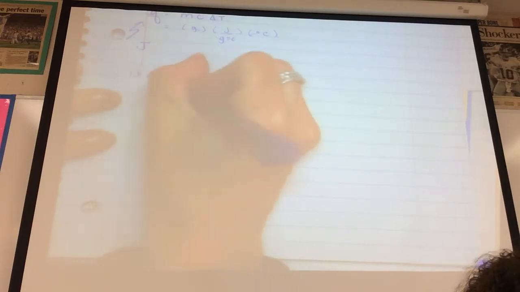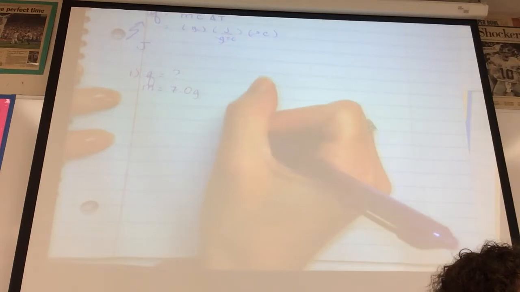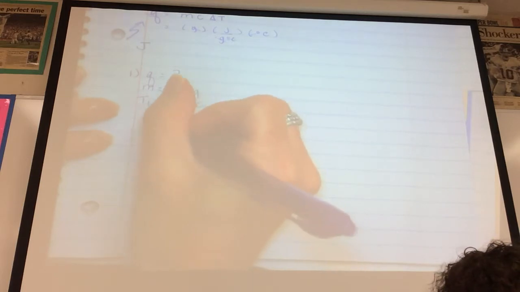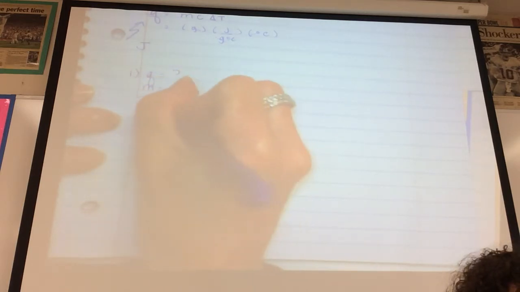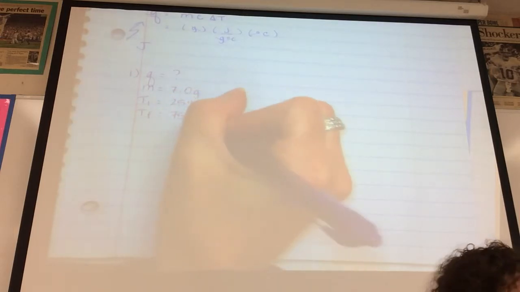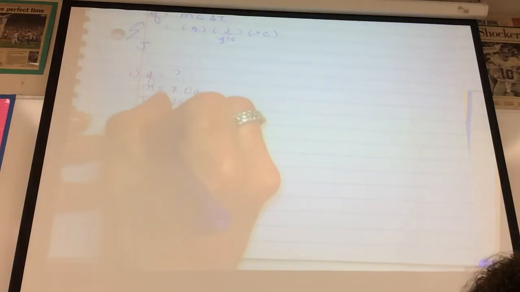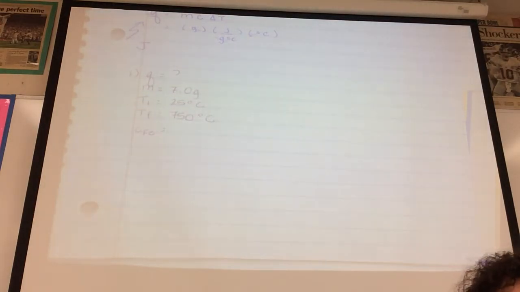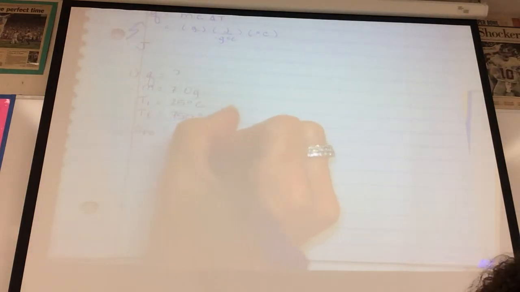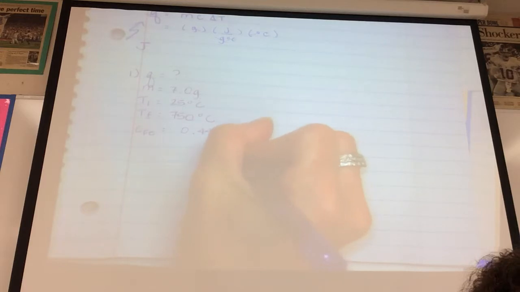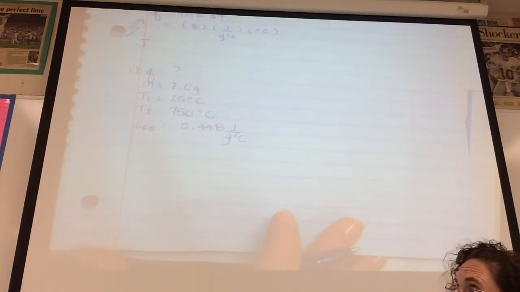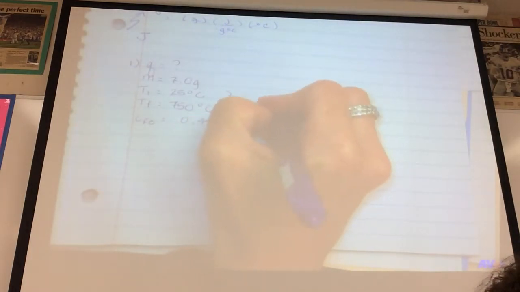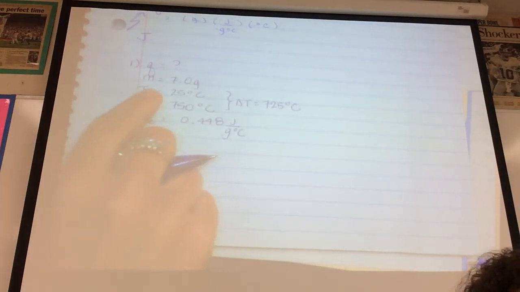The mass is 7 grams. The initial temperature is 25 degrees Celsius. The final temperature is 750 degrees Celsius. And we need the specific heat for iron. What's the specific heat for iron? 0.448 joules over gram degrees Celsius. What's my delta T? We just do the final minus the initial.